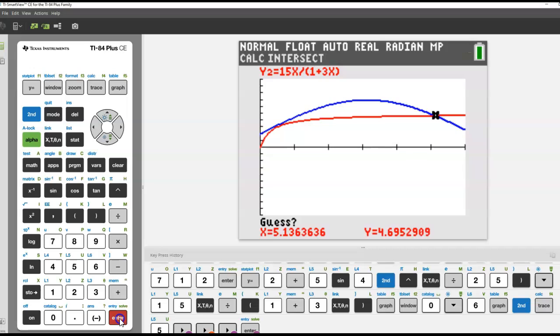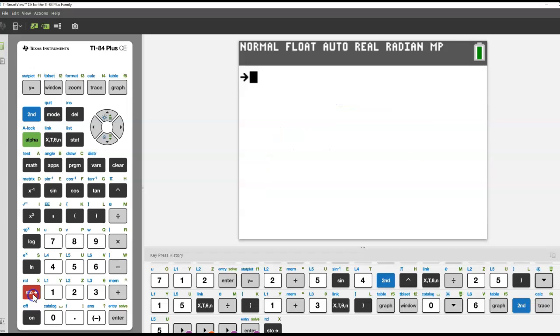And I'll push enter 3 times. And it's 5.117. Now you can write that down, or the way I taught you guys is you can teach your calculator to store that value. When you're on the graphing screen, the first thing you do is you push enter, and then you push store, and then alpha A, I guess is what we'll store it under.